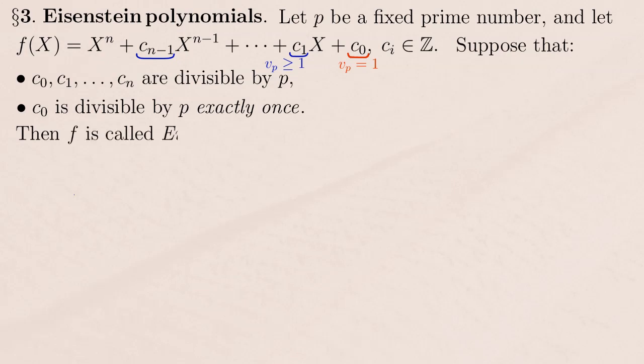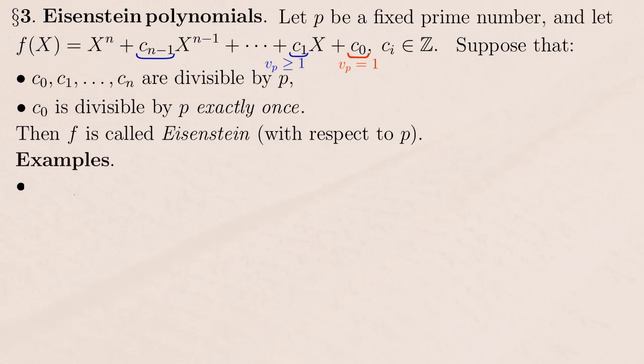Well, if f satisfies this condition, it's called an Eisenstein polynomial with respect to the prime number p. So here are some examples. The polynomial x cubed minus 7 is Eisenstein with respect to 7. Let me just fill in the missing terms in the middle. Notice that these zeros are divisible by 7, and this 7 at the end is divisible by 7 but not by 7 squared.